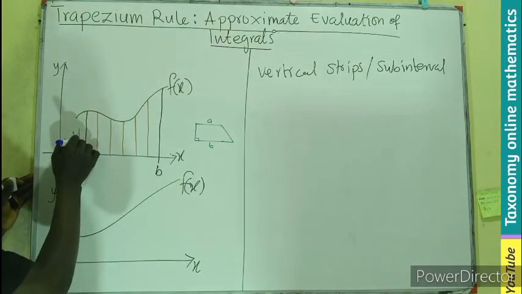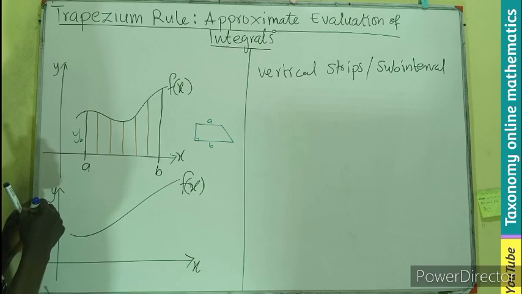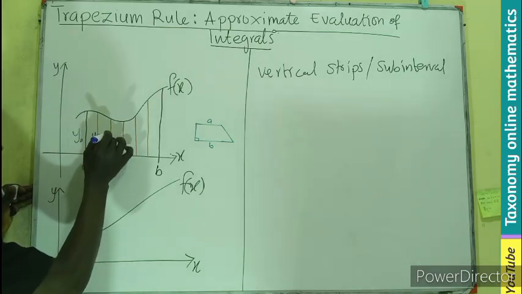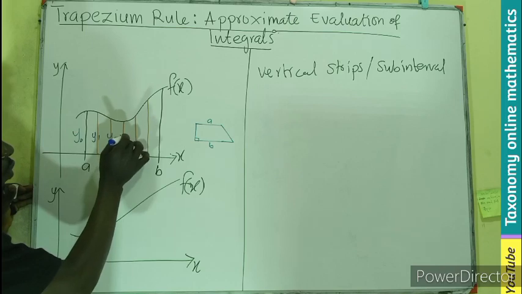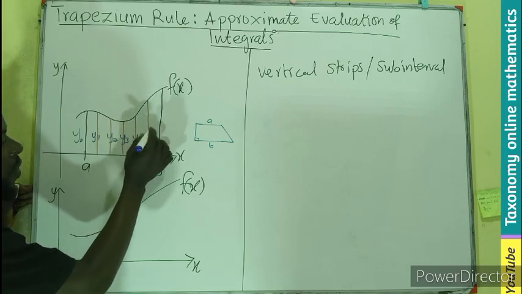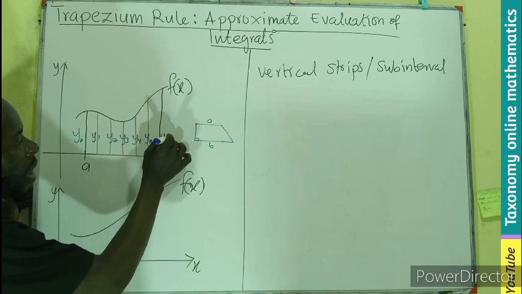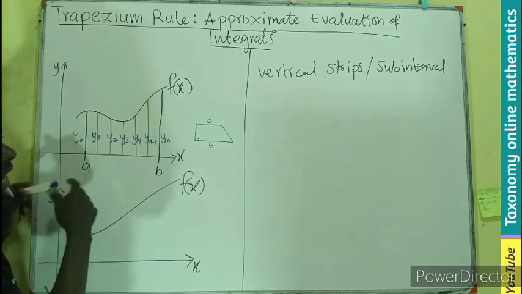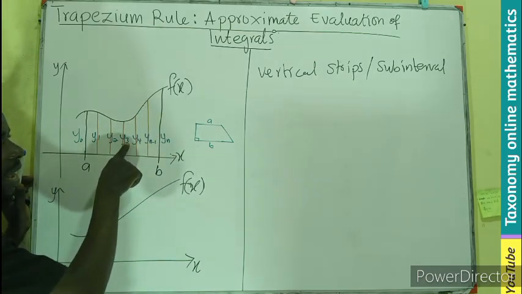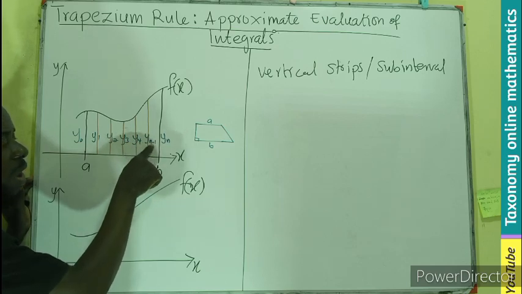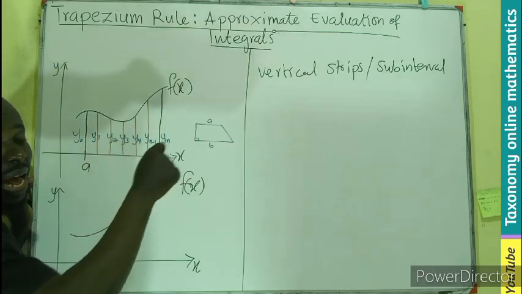So this will be our y0. Then we can have here y1, y2, y3, y4, up to yn minus 1, and yn. So you can see that this is 3, 4. If I pick n minus 1, I'll get this. Then we are going to the last, n.